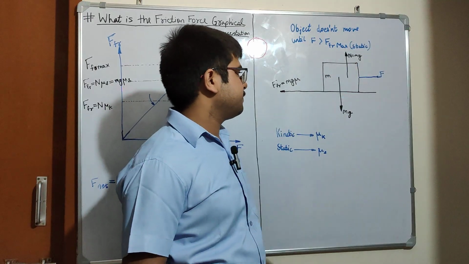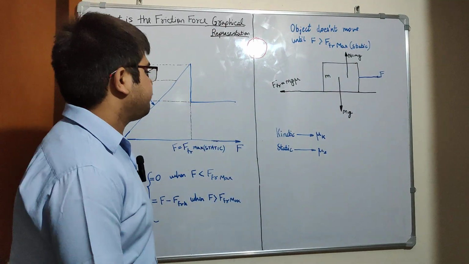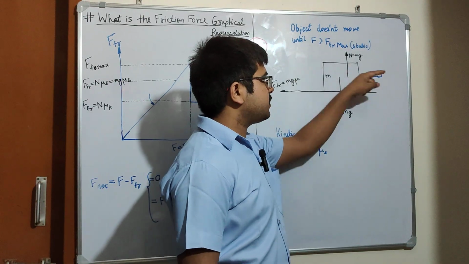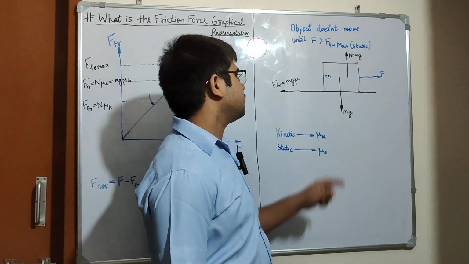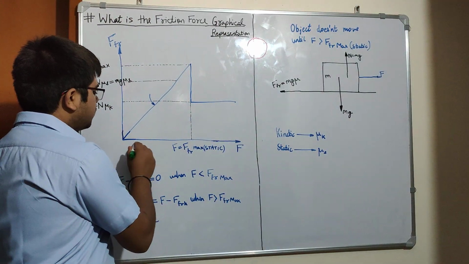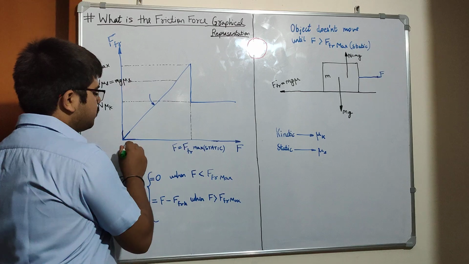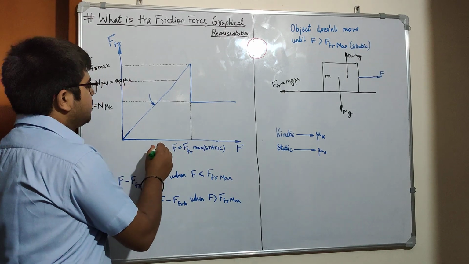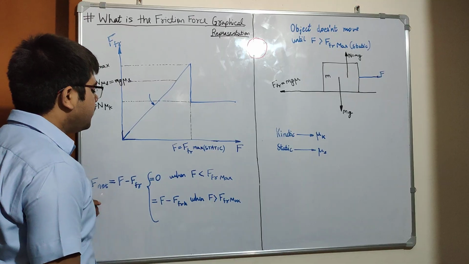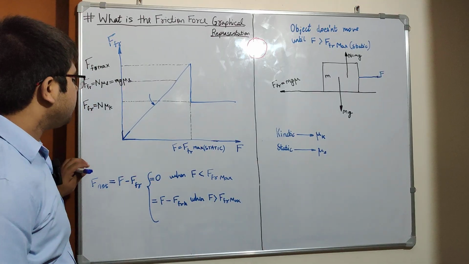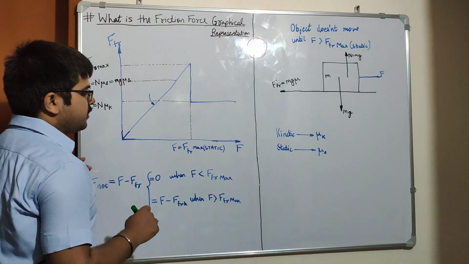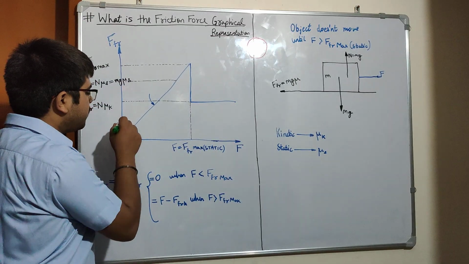that is mg. When we are pulling on this object in this direction, as we pull, this force increases along the x-axis, and the frictional force will equal the applied force. The frictional force will equal the applied force.